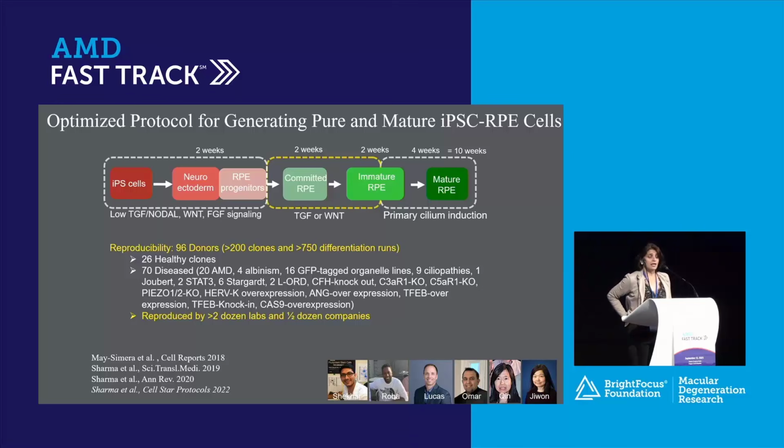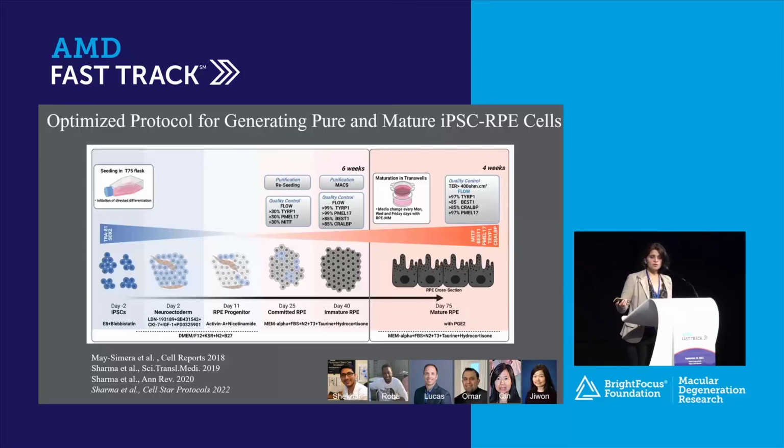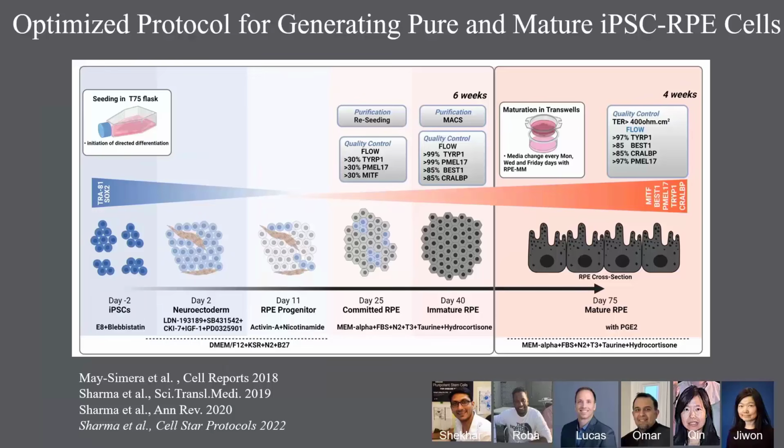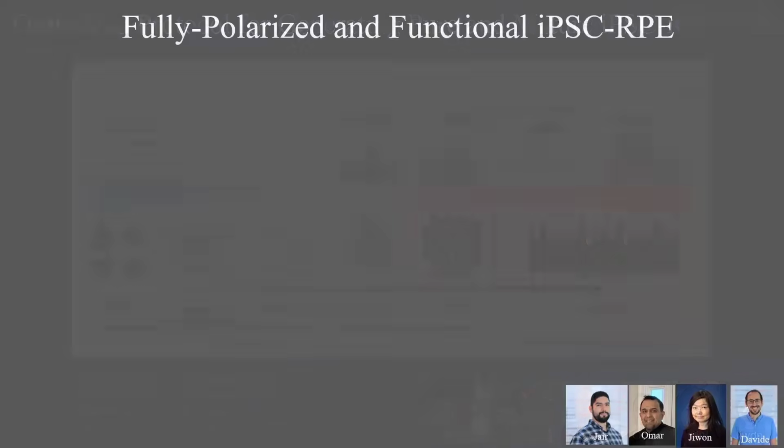And to our good news, there are several labs in the field, in addition to the companies, that have been able to reproduce this protocol. So this was a schematic that we had published 2 years ago in STAR Protocols. It tells you exactly what to look for in a dish while you are trying to make RPE cells. It tells you what kind of markers you need to see that tells you that cells are pure and mature. And then it also tells you that you grow cells in a transwell and how you can make them functional and pure. So you make iPS cells.